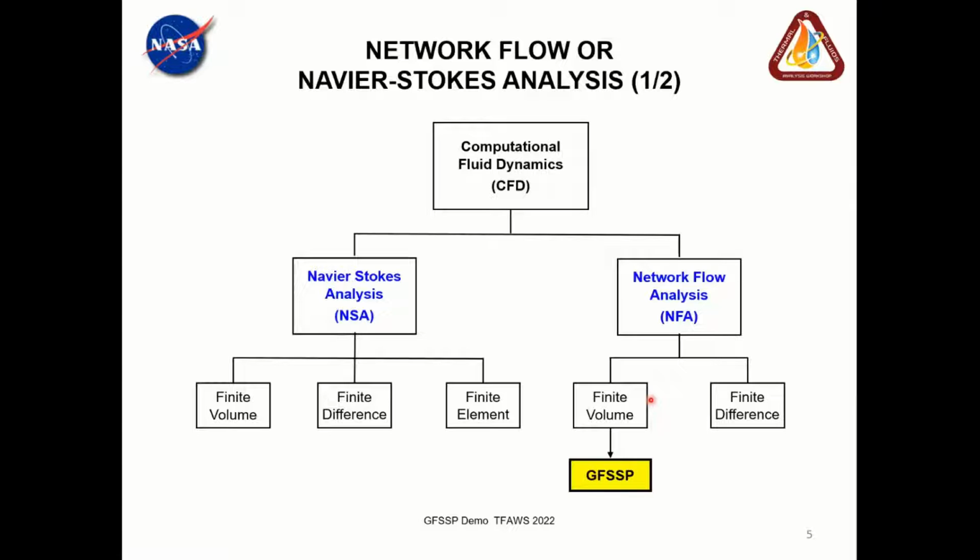It can be divided into two major categories. Mostly when you talk about CFD code, you think about the Navier-Stokes code. Yes, that is definitely a great use of computational fluid dynamics, solving the three-dimensional Navier-Stokes equations, either by finite volume method, finite difference method, or the finite element method. But network flow analysis code is also a part of the family of computational fluid dynamics. And again, you can develop a network flow analysis code using either a finite volume method or finite difference method. But GFSSP is a finite volume-based network flow analysis code.